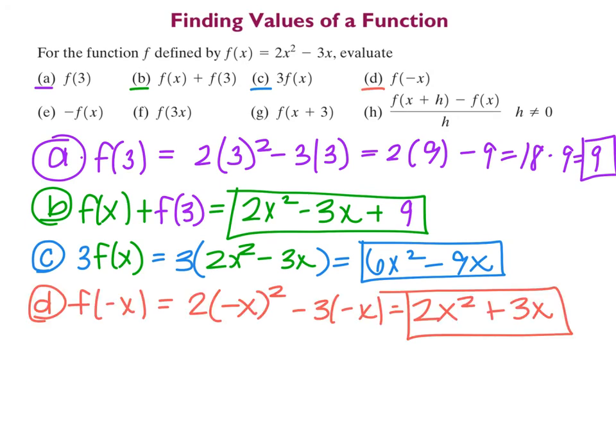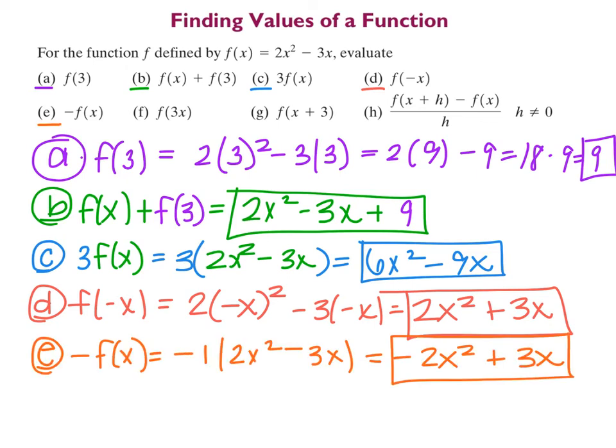So part D asks us to evaluate for negative x as my input. So all that means is to put negative x wherever there's an x in the original equation. So that becomes 2 times negative x squared minus 3 times negative x. So negative x squared turns positive, so that doesn't change. It's still positive 2x squared. And then this negative, that's the thing that becomes positive 3x.